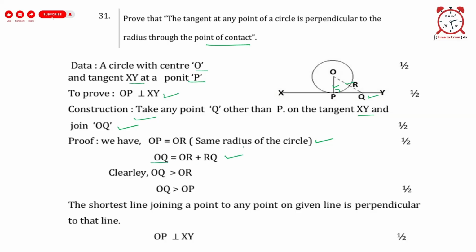OQ is the sum of OR and RQ here. So definitely OQ is greater than OR. If OQ is greater than OR, then OQ is also greater than OP, because OR and OP are equal. That we have already written here. So OQ is greater than OP, so OP is the shortest distance here. That is why OP is perpendicular to XY, because the shortest distance is always the perpendicular distance. So in that way we have to prove this theorem.